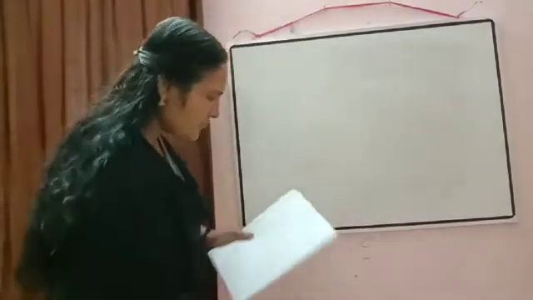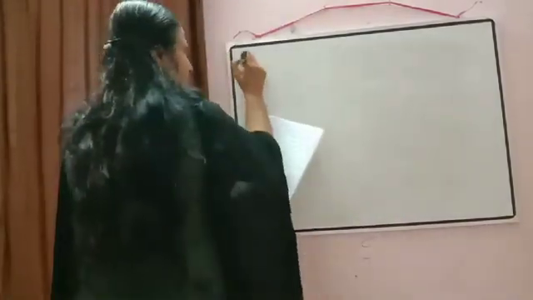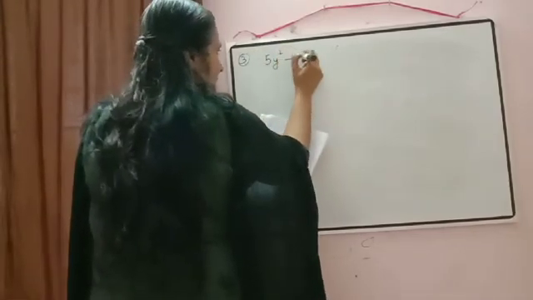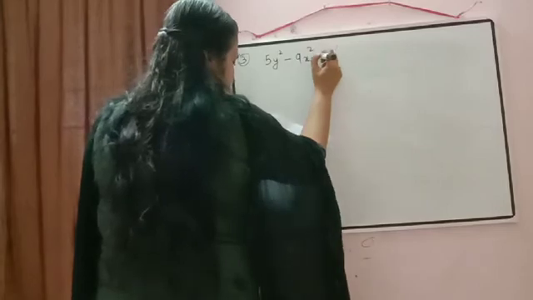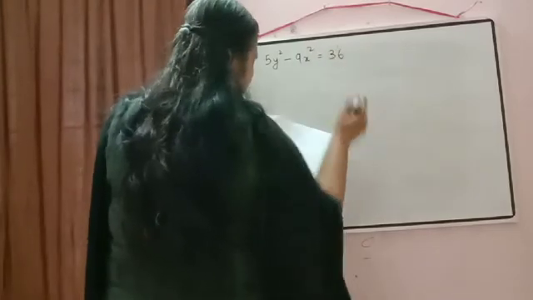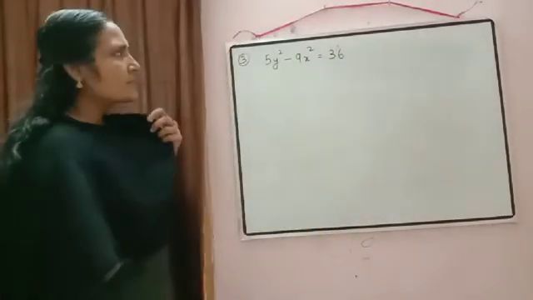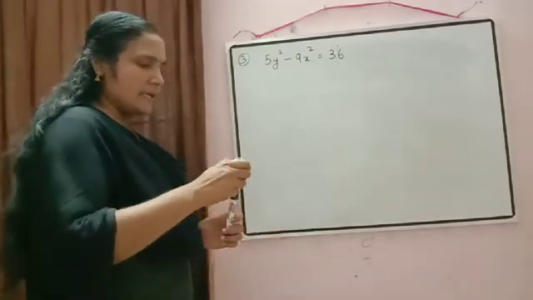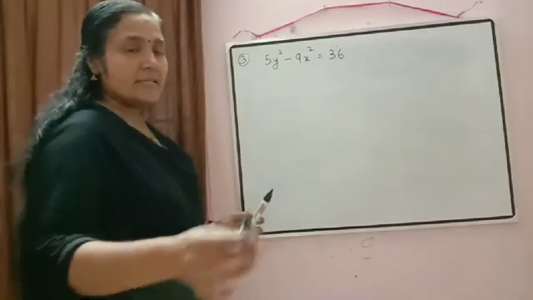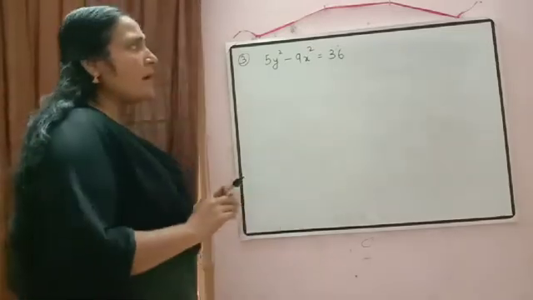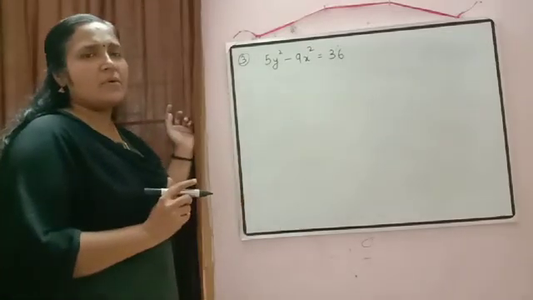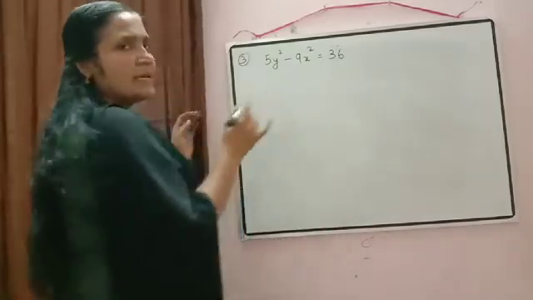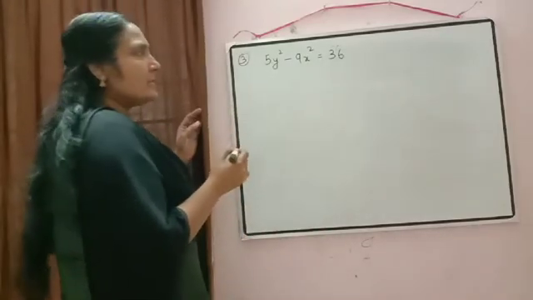Okay. So write down question number 3. In question number 3, it is given 5y square minus 9x square is equal to 36. Again, in the standard equation of hyperbola, right hand side should be equal to 1. So first what we can do? We can divide the whole equation by 36.